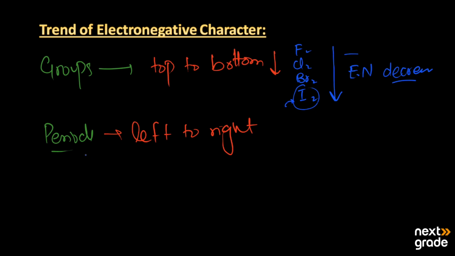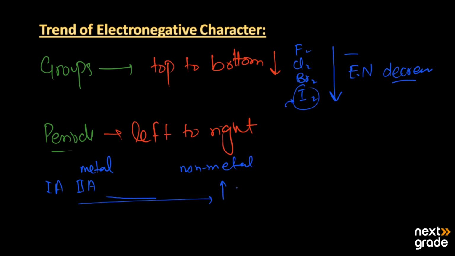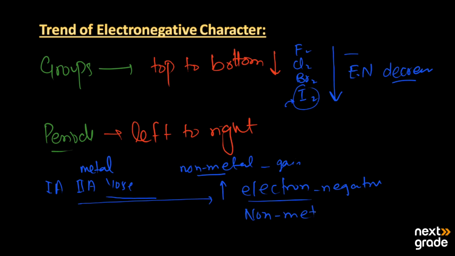But on the other hand, when we talk about the periods, in the periodic table the first group is 1A, group 2A, these are metals. And when we move from left to right, we are moving from metals towards non-metals. It means in the periods the metals are diminishing and the non-metals are going to be shown. So their electronegative character also increases, because the metals lose electrons, but the non-metals can gain electrons. So the non-metallic character increases from left to right in the period.